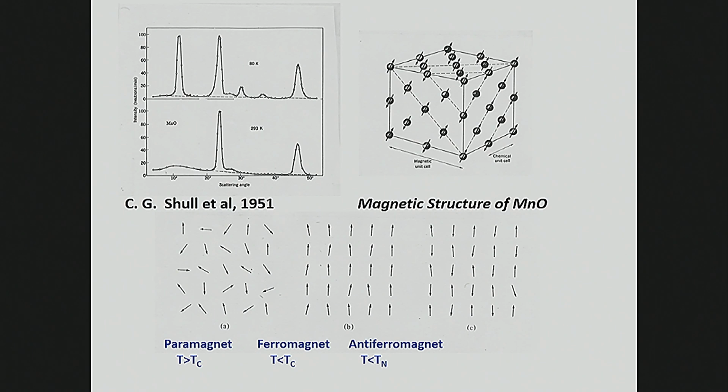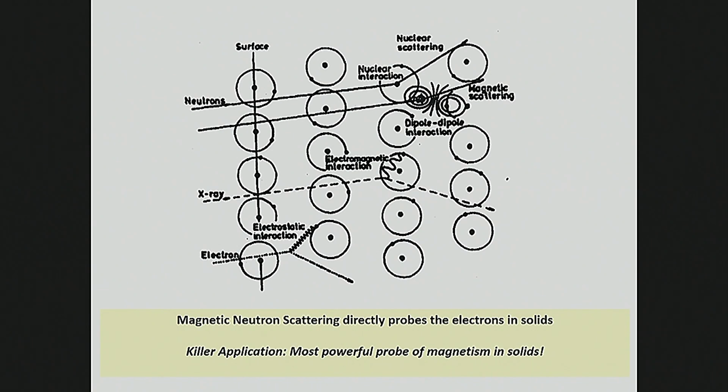Anyway, the story of magnetism is a very interesting and important story, especially for neutron scattering, because it really brought neutron scattering to the fore right away. And so the interaction that we're going to be talking about is where the spin a half magnetic moment of the neutron, the neutron has a spin a half degree of freedom, is how it's going to interact with the electrons.